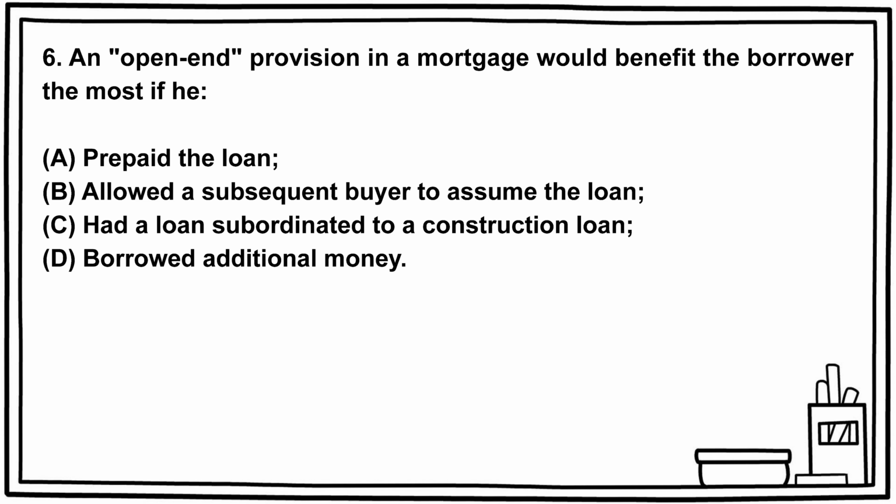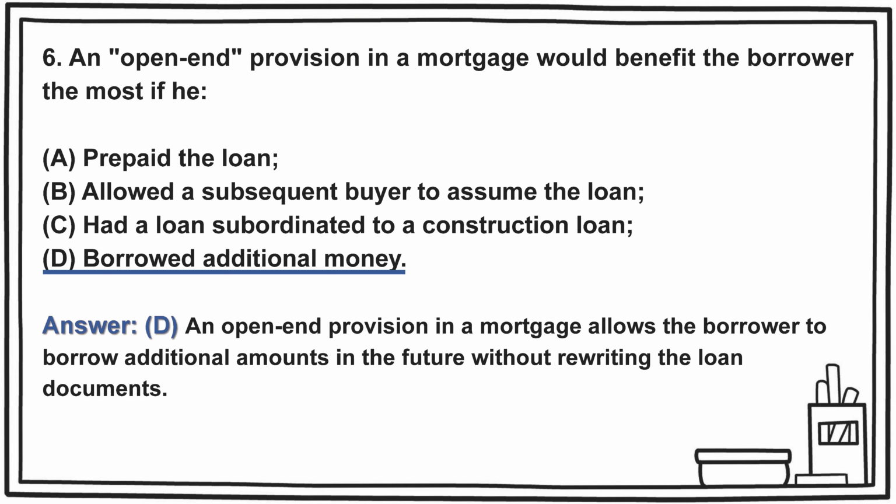6. An open-end provision in a mortgage would benefit the borrower the most if he: A. Prepaid the loan. B. Allowed a subsequent buyer to assume the loan. C. Had a loan subordinated to a construction loan. D. Borrowed additional money. Answer: D. An open-end provision in a mortgage allows the borrower to borrow additional amounts in the future without rewriting the loan documents.